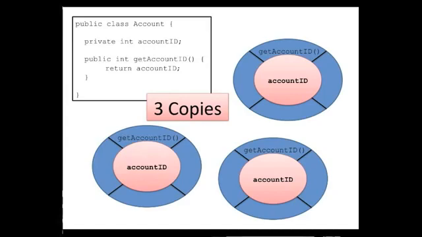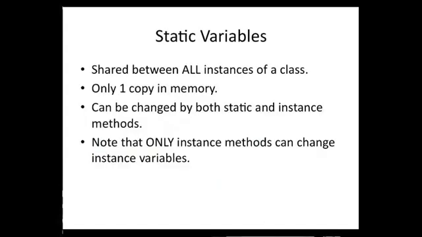So for every object, we will have a unique copy of each instance variable that is being used to track that object's properties. So how does this differ from static variables? Well, static variables are a little bit unique. Whereas with instance variables, we have one copy of each property for each object, static variables are shared amongst all instances of a class. Therefore, there's only ever one copy of a static variable in memory.